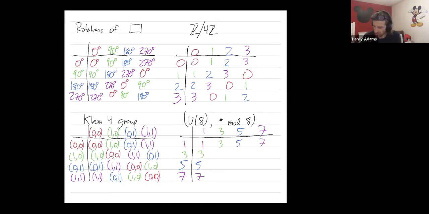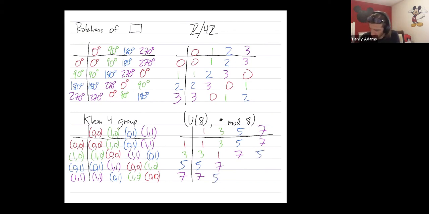What is 3 times 3? 3 times 3 is 9, but mod 8, that's 1. What is 3 times 5? That's 15, but mod 8, that's 7. And 3 times 7 is 21, mod 8, that's 5. That's 5 more than 16.